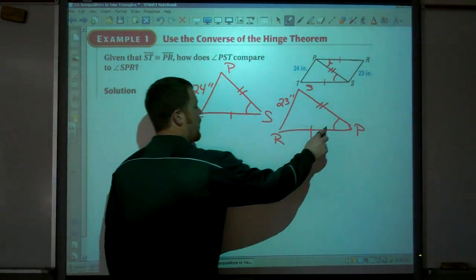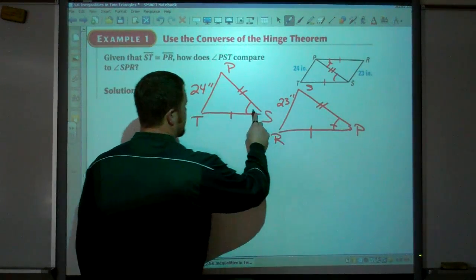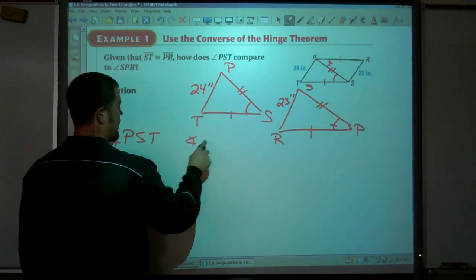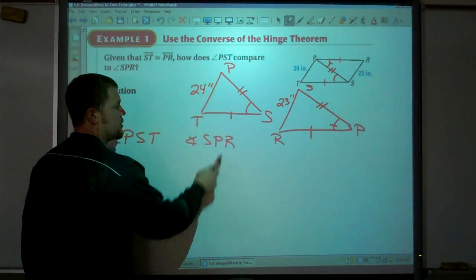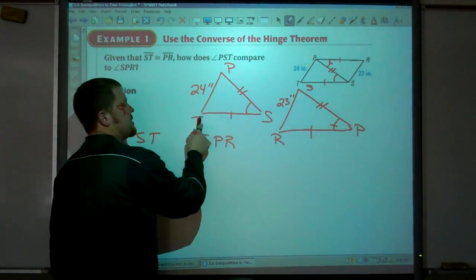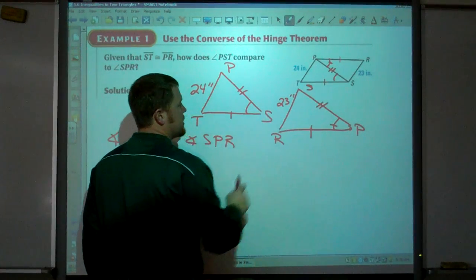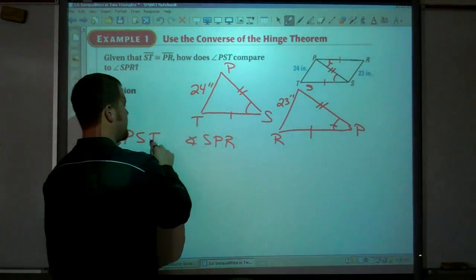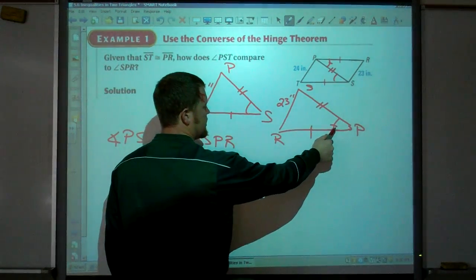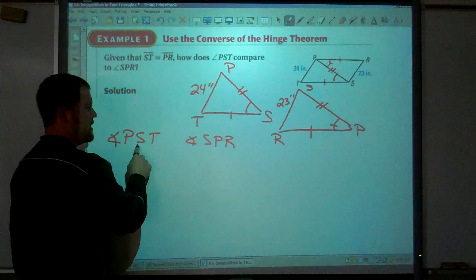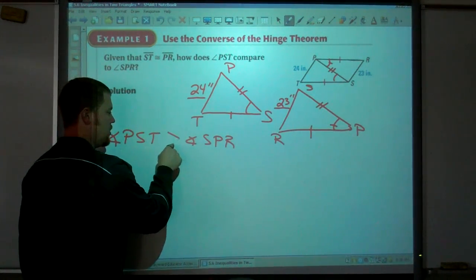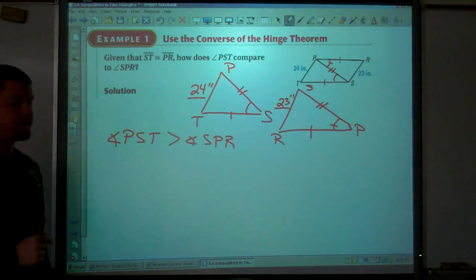So what can we say about these two angles here? Angle PST and angle SPR. We have two sides of one triangle that are congruent to two sides of a second triangle. The third sides are 24 inches and 23 inches respectively. What can we say about these two angles? Angle PST is here, angle SPR is there. Well, this side is larger than this, so this angle should be larger than that angle, greater than.